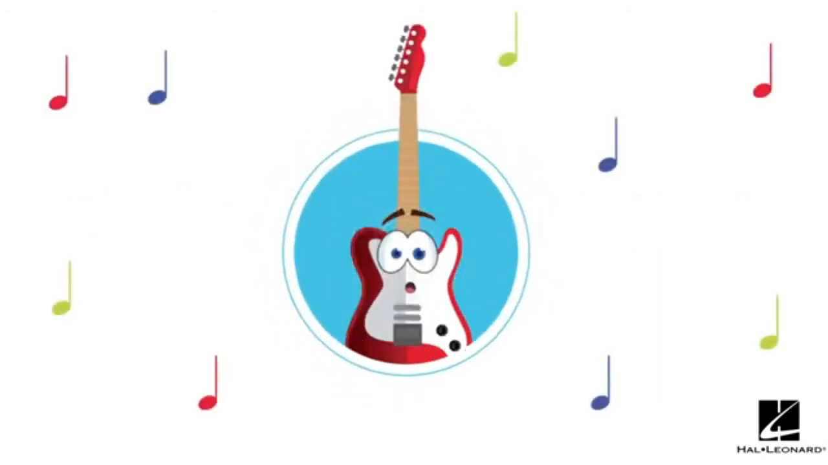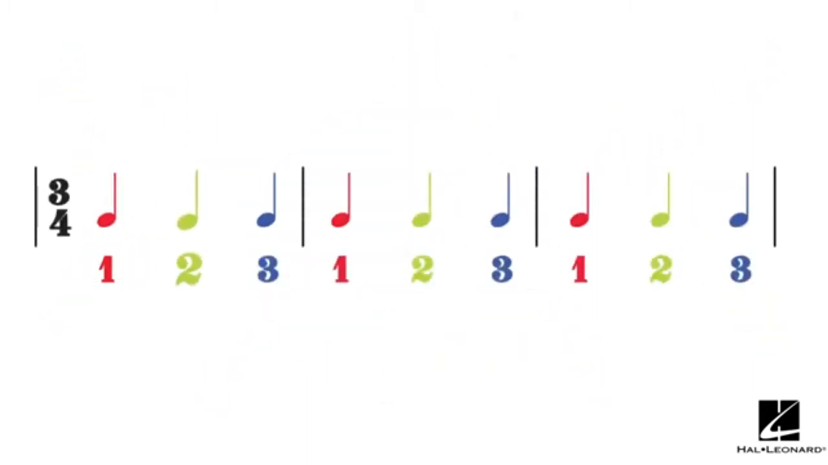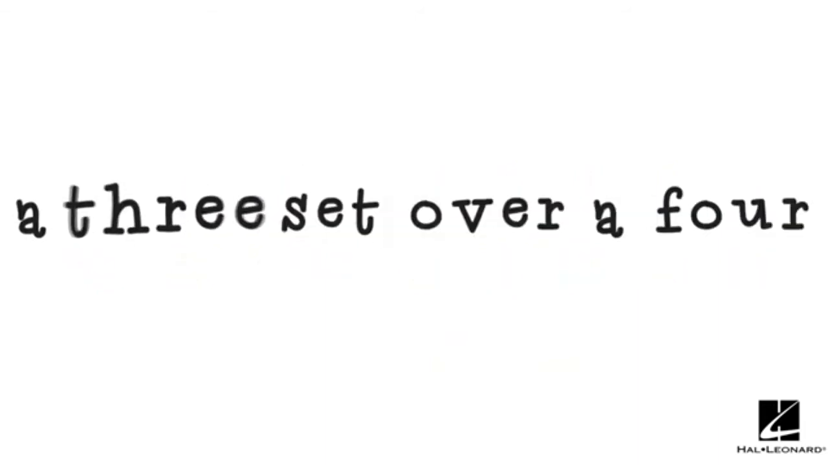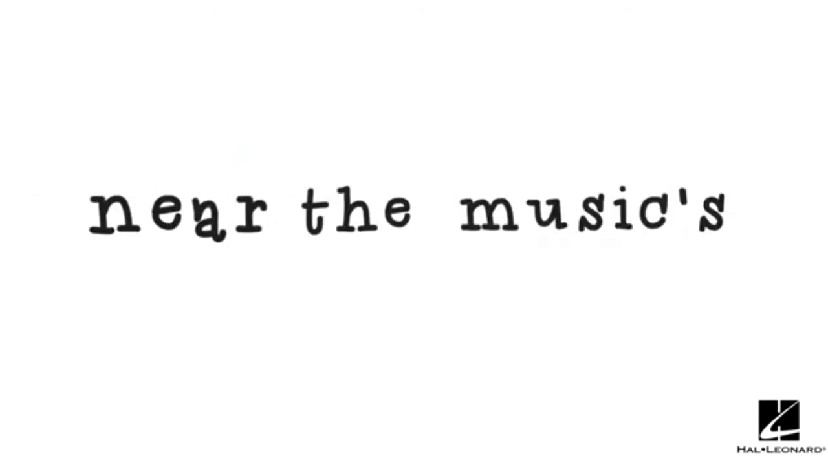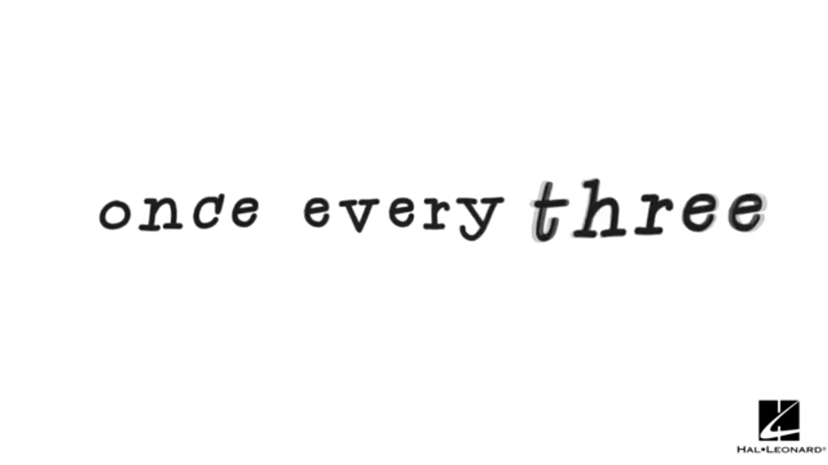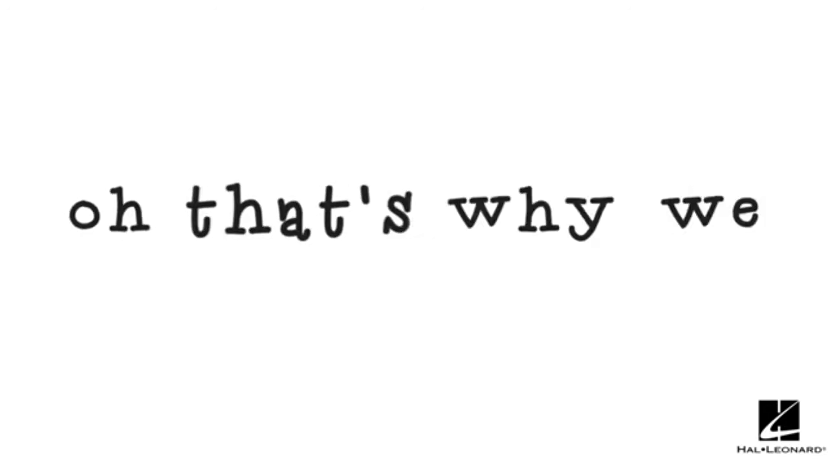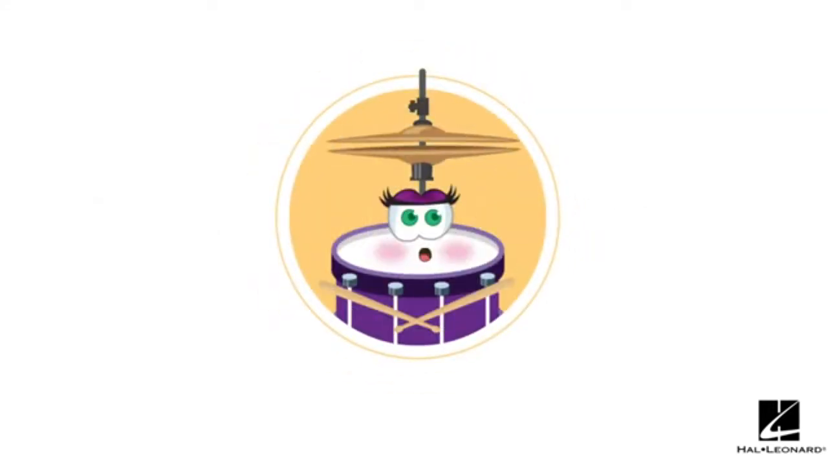But wait, what about when you see a 3 over a 4? 1, 2, 3, 1, 2, 3, 1, 2, 3. When you see a 3 set over a 4, near the music's front door, strong pulse once every 3 beats, then give it a repeat. Oh, that's why we call it 3/4. Now I really feel like waltzing.